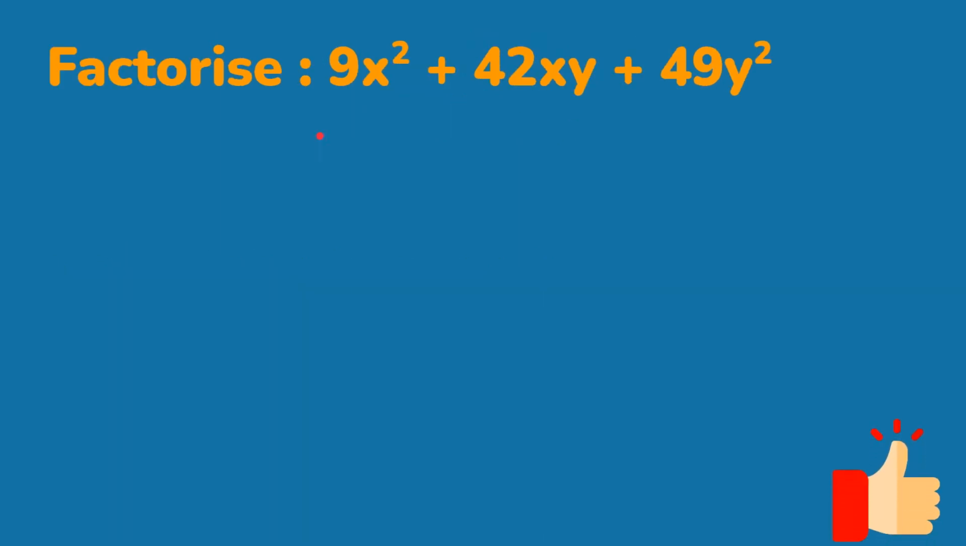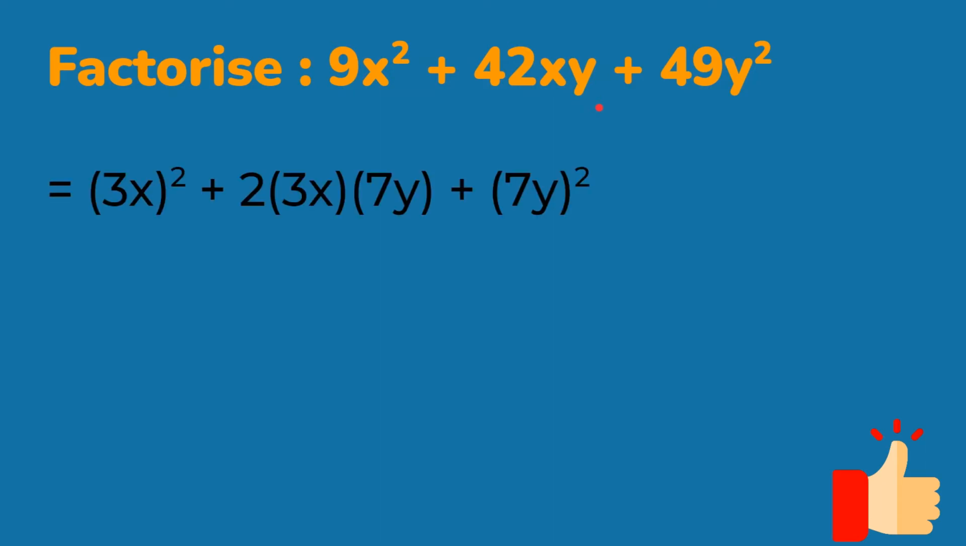So we have to factorize 9x squared plus 42xy plus 49y squared. Our first job is to see whether any of these terms is a square of a certain number or a certain term. So 9x squared is certainly the square of 3x, and 49y squared is obviously the square of 7y. While if you observe, 3x into 7y into 2 is 42xy, just like this.